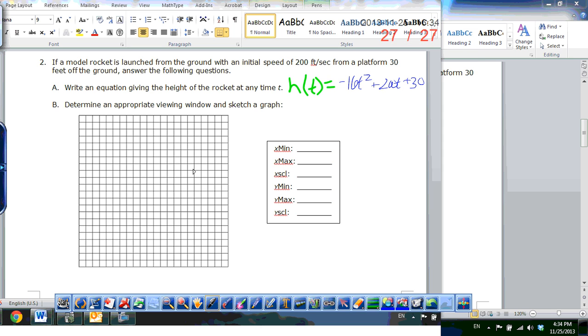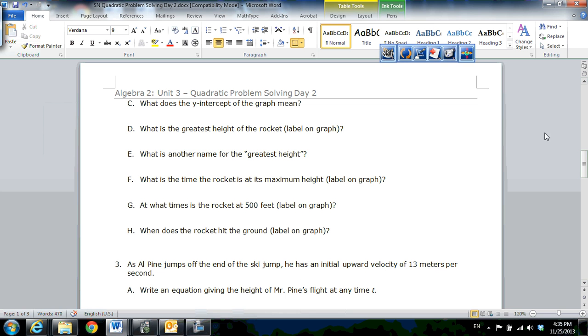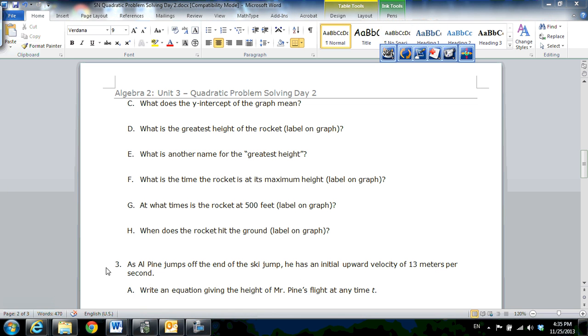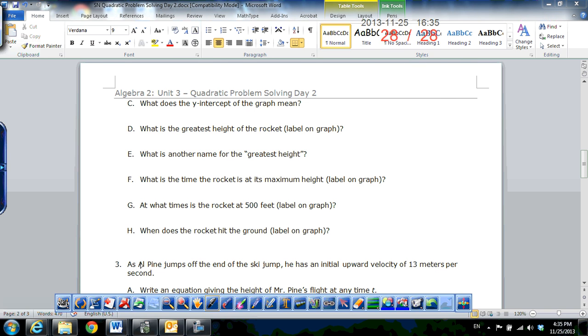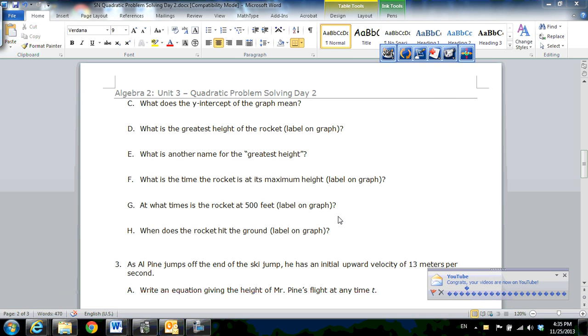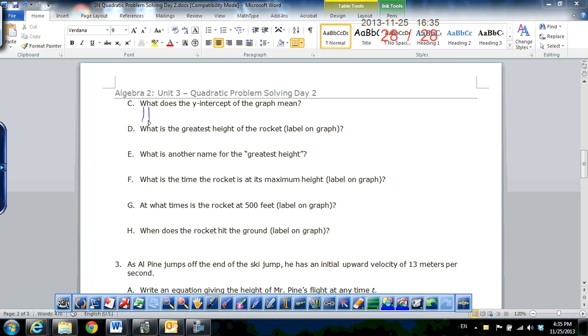Rough sketch, and then your window, that's where this comes into play. Then we're going to answer a number of questions about this, and this is pretty much the entire lesson. What does the y-intercept of the graph mean? Well, where it starts is the height of my launch pad.